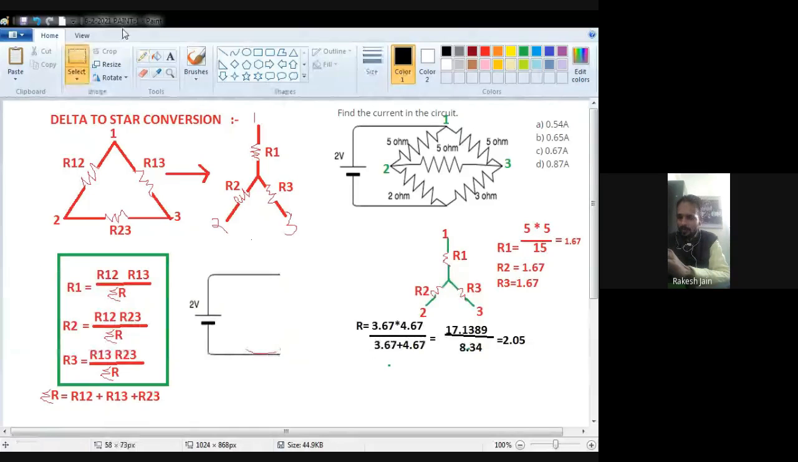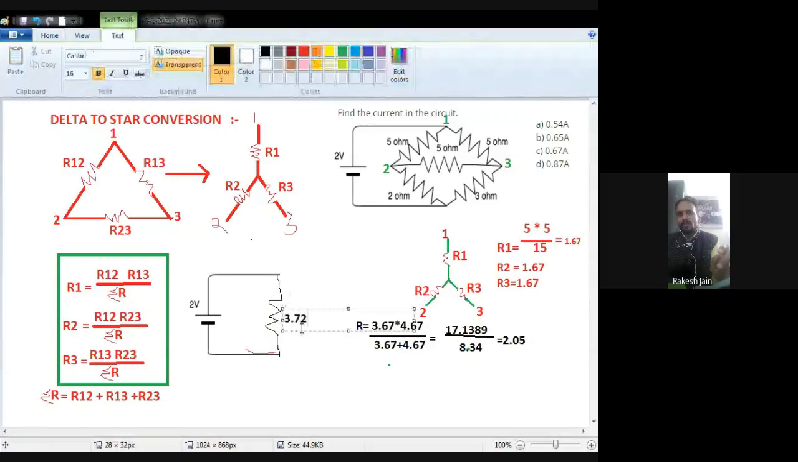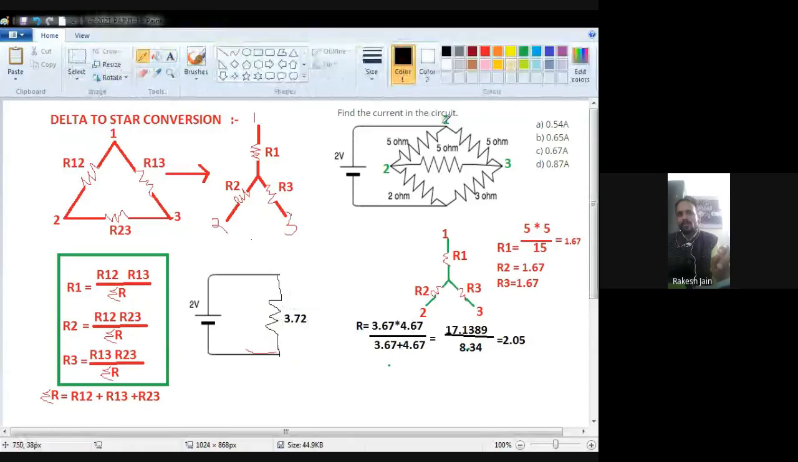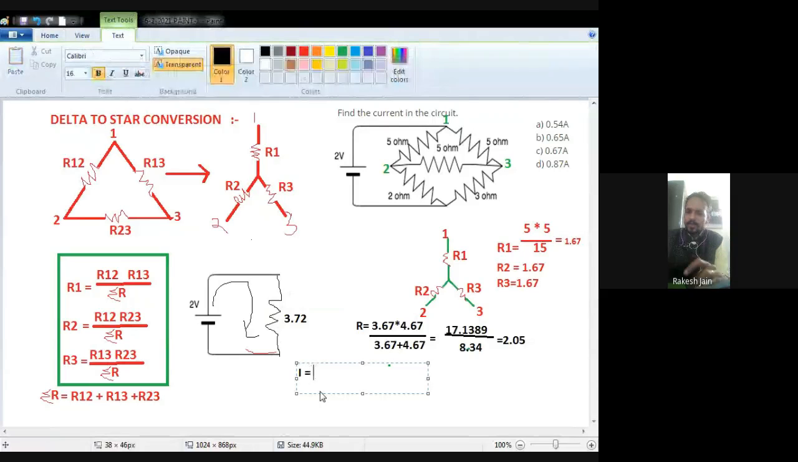So what will be the answer of this? 17.1389 divided by 8.34 is equal to 2.05 ohm. Okay, so now what will happen? These two resistances will be removed. We solved this parallel combination. So these two resistances will be completely removed, and only a single resistance will remain, whose value is 2.05.